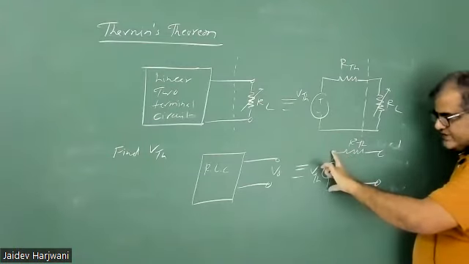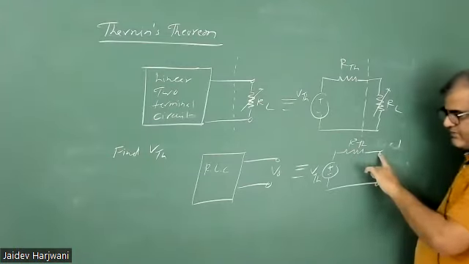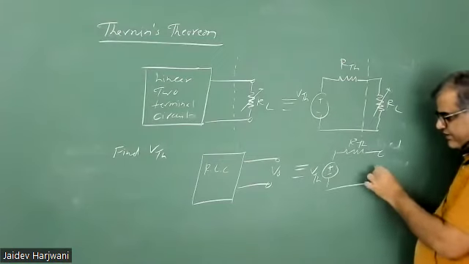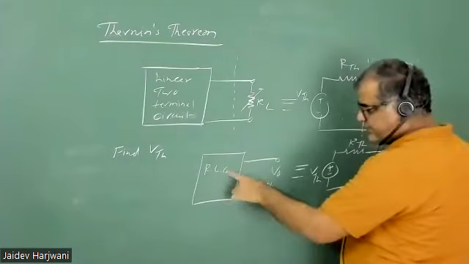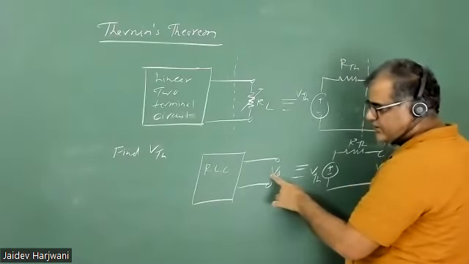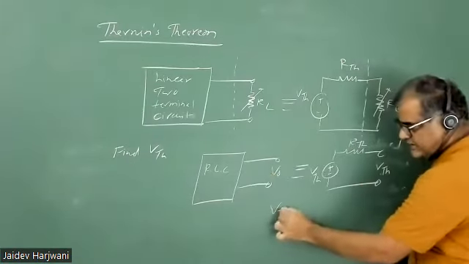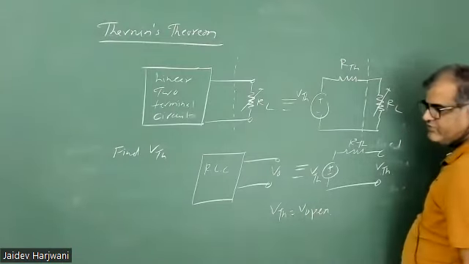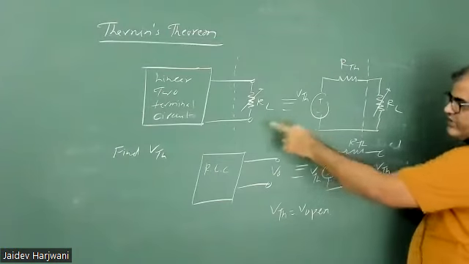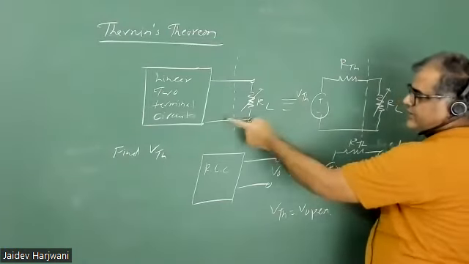So if you measure the voltage at this terminal, it will again be equal to VThevenin. And here you are measuring the voltage V naught. That is, your VThevenin is equal to V open. VThevenin is equal to V open. So if I want to make the equivalent circuit.